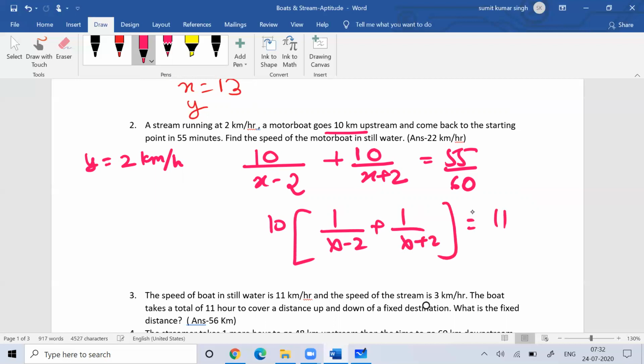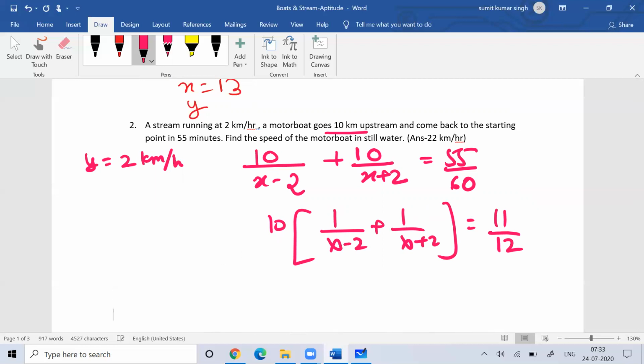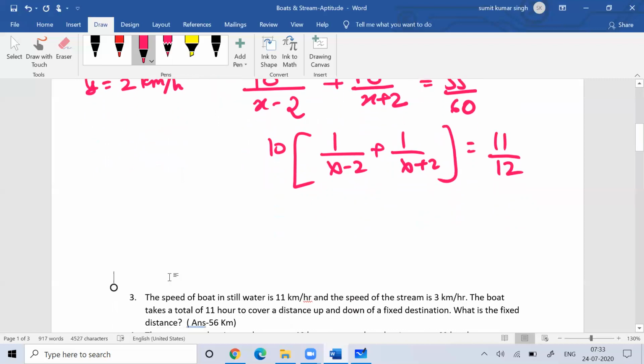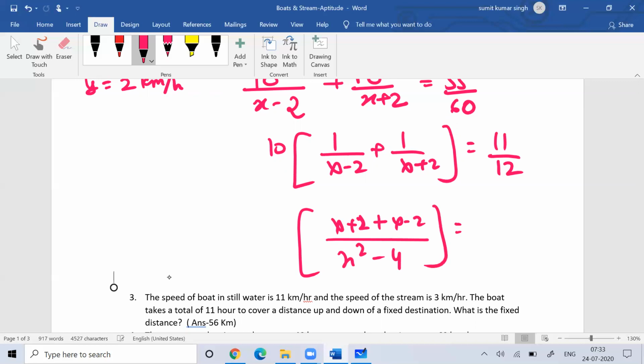This is nothing but 11 by 12. I just need to solve this equation. If options are given, then I would have put them in to get the answer. So this would be x square minus 4. This is x plus 2 plus x minus 2 is equal to 11 by 120. So x minus 2 into x plus 2 is nothing but x square minus 4.